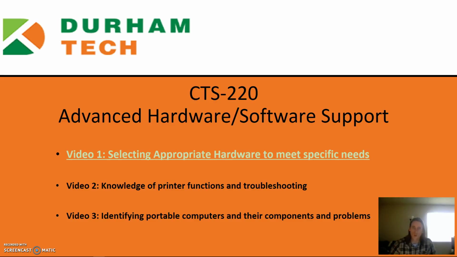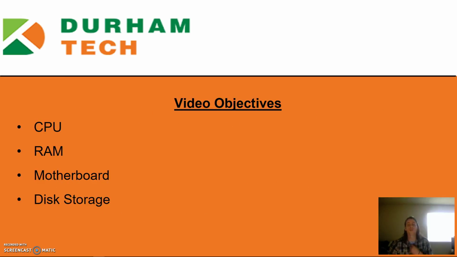This is video 1 of a 3-part tutorial series that will be focused on selecting the appropriate hardware to meet your specific needs. This tutorial is designed to help users select the right hardware for their personal computer when they're buying one. Today we will cover 4 major hardware components needed for your computer to function properly. These topics will include the CPU, the RAM, the motherboard, and your data storage.